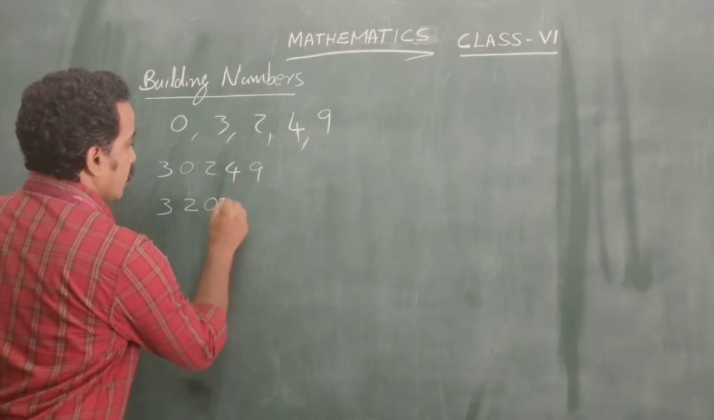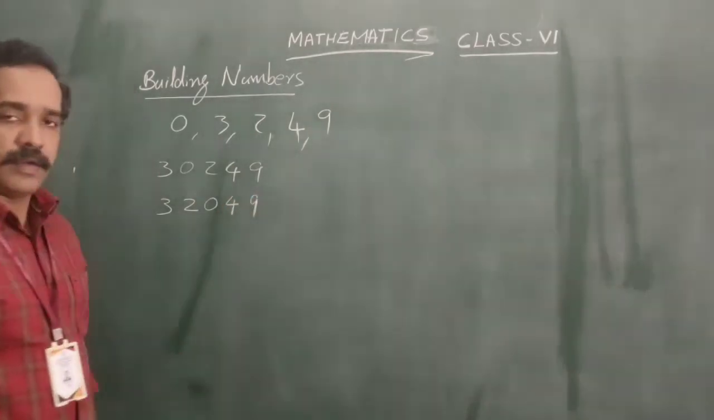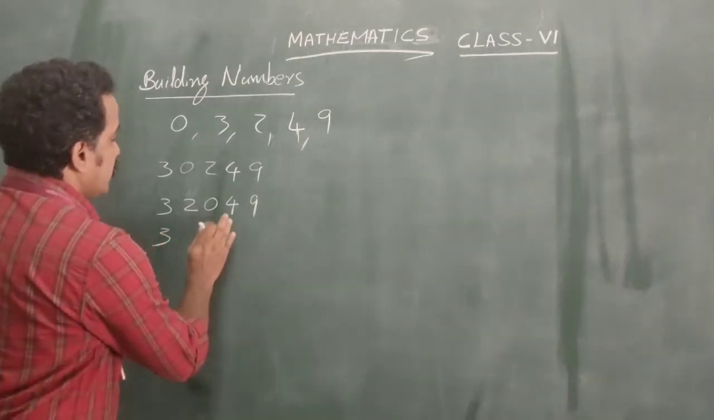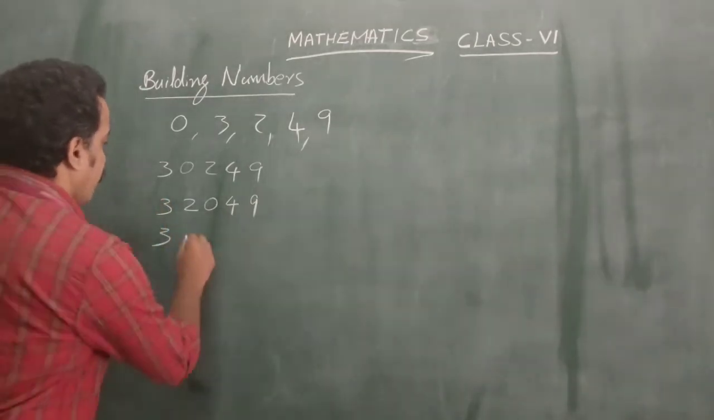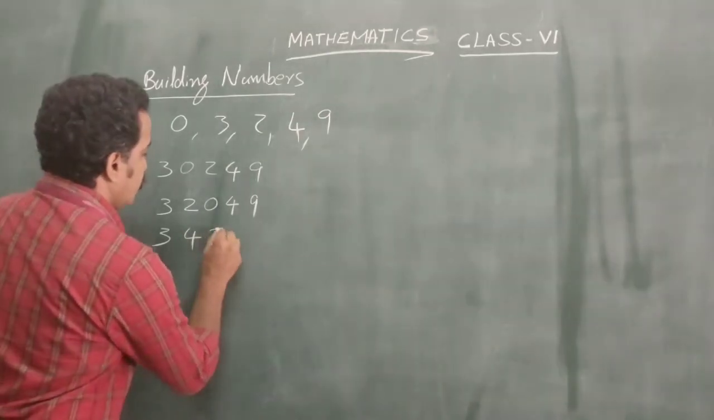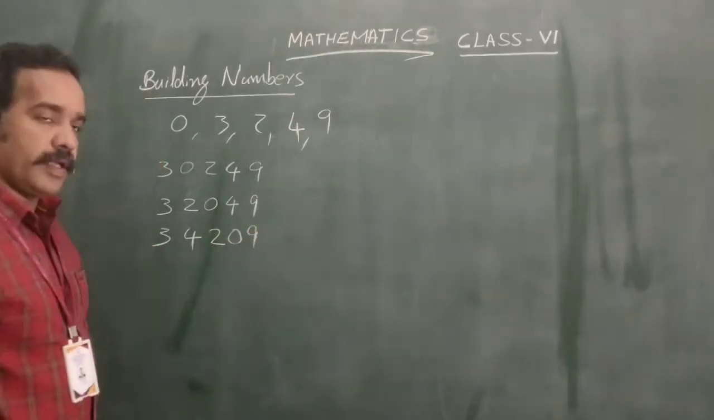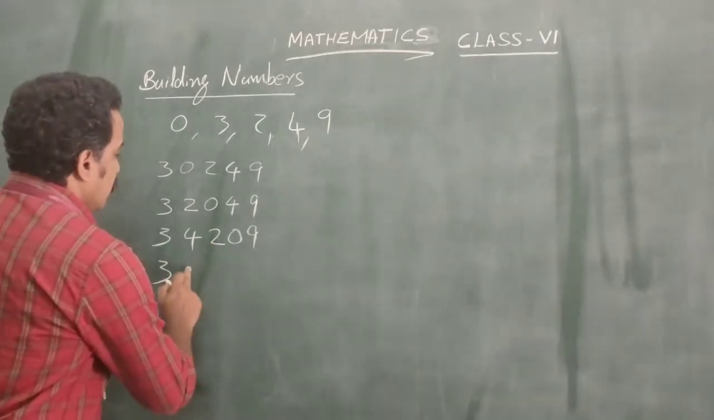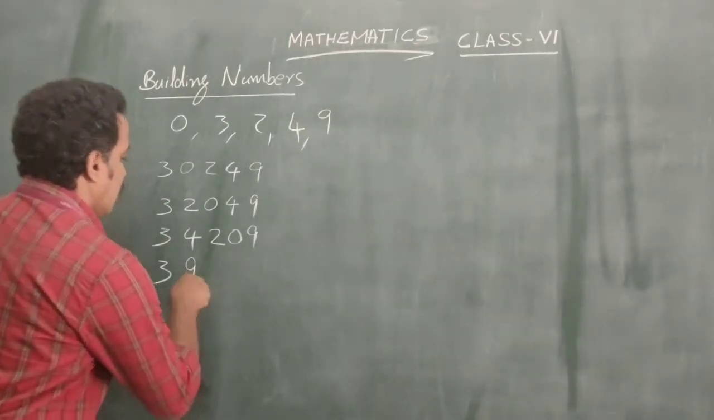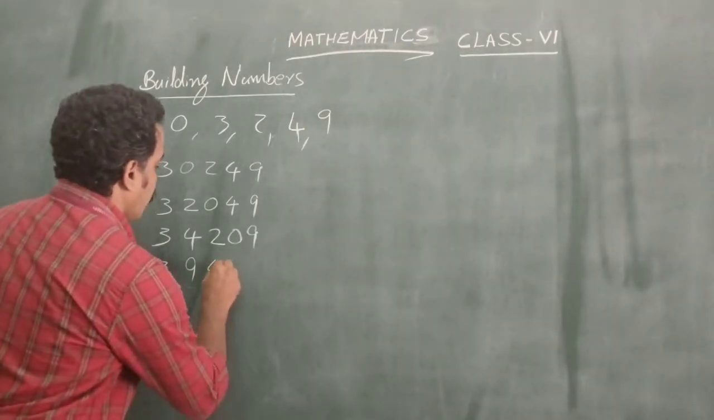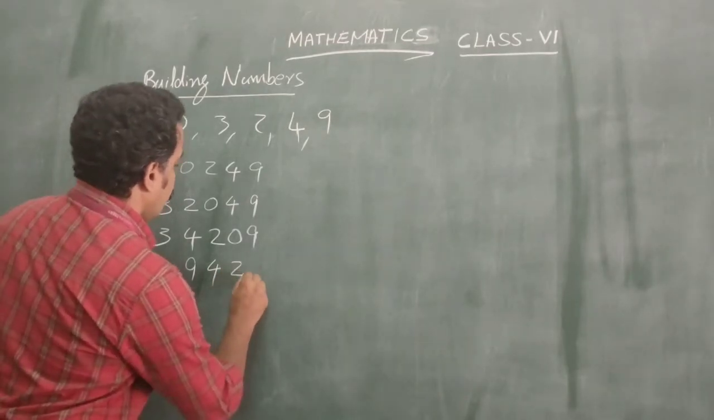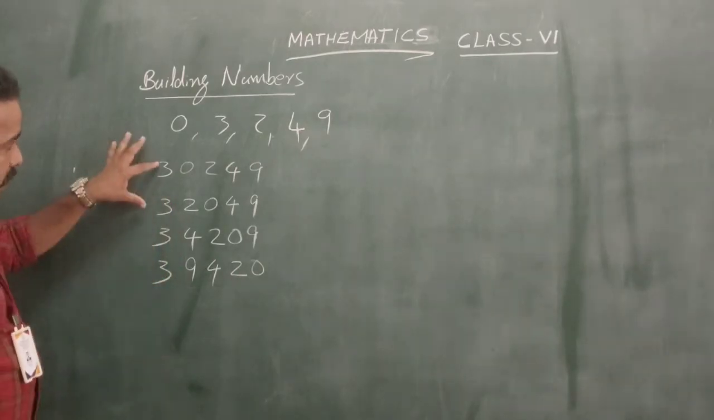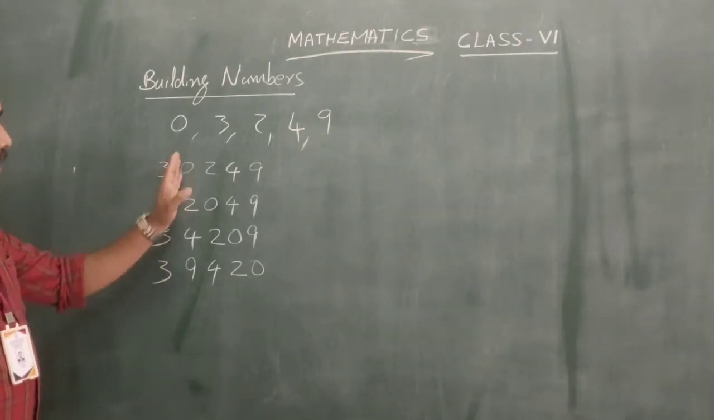Here 2, here 0, here 4, here 9. Again 3 in the first place, and you can change the second place digit as 4. Then 2, 0, 9. Again 3 in the first place and change the second place digit as 9. Then 4, 2, 0.